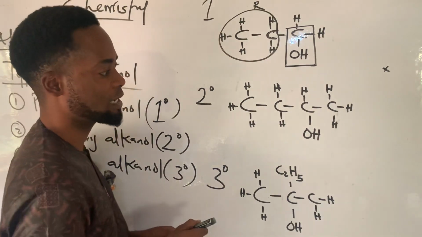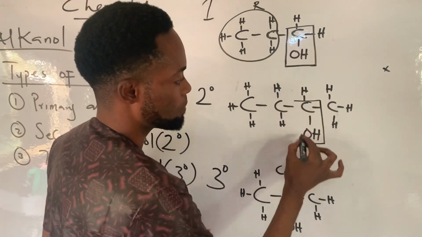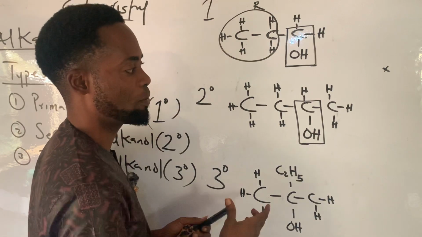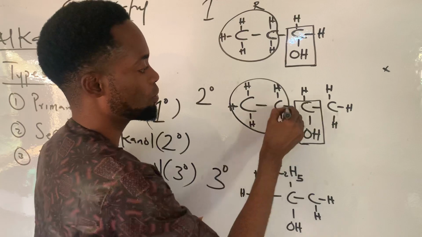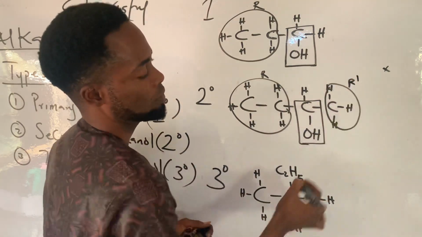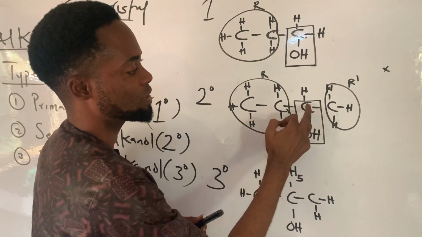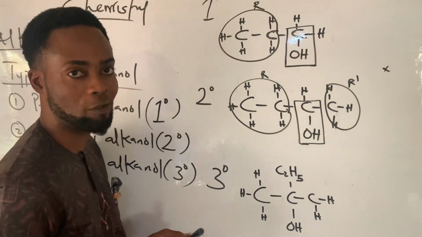Then for secondary alkanol, still the same method. Check the carbon that carries the OH. Then how many alkyl groups are attached to the carbon carrying the OH? This is one alkyl group. This is another alkyl group. It means two alkyl groups are attached to the carbon carrying the OH. This makes it a secondary alkanol.